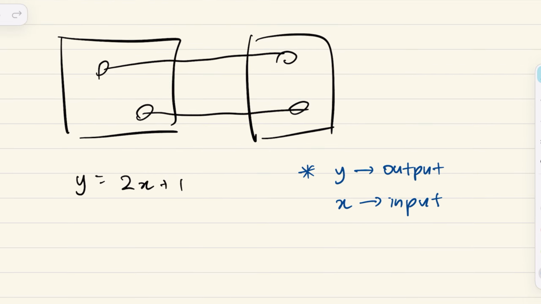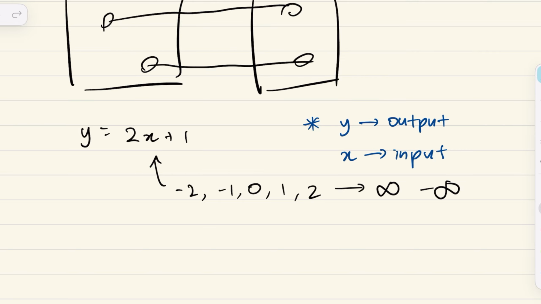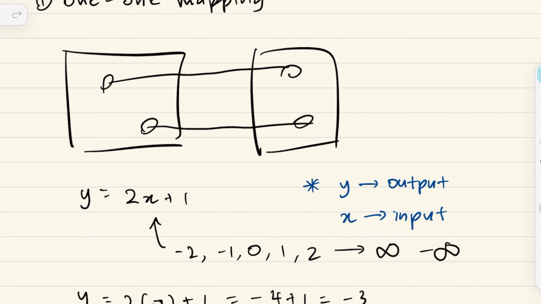All right, it's important to remember that. For every single value of x, whether it's -2, -1, 0, 1, 2, all the way up until infinity or even negative infinity, you'll only get one value of y. For example, when the input is -2, 2 times -2 plus 1 gives us -4 plus 1, which gives us -3. All right, so that's for one-to-one mappings.